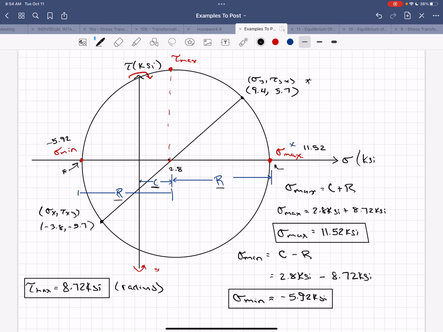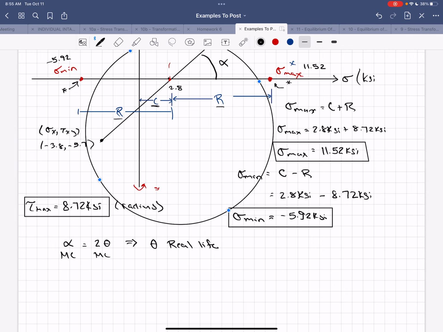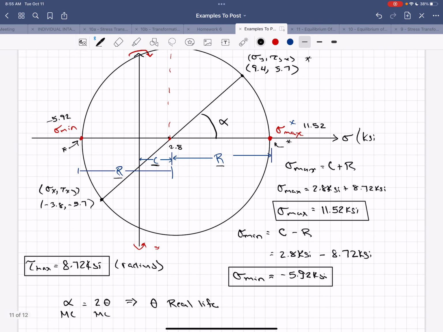So to go from sigma y to sigma max, we'll go an angle theta. Okay, and theta is real life, while alpha, or 2 theta, is on Mohr's circle. So first we'll find out what alpha is by knowing that this is the radius from this point to this point, and this distance is tau x or tau yx of 5.7.